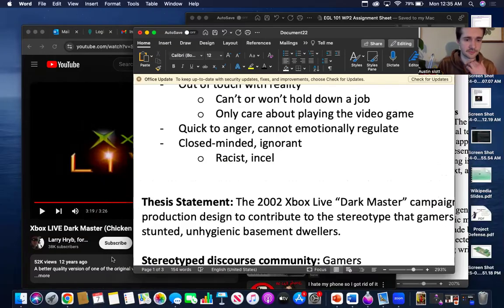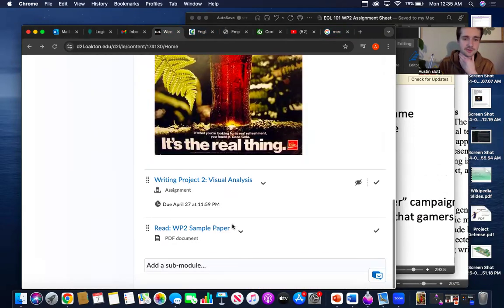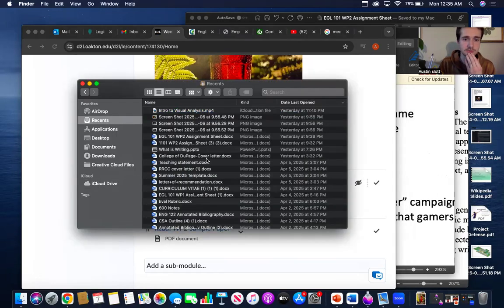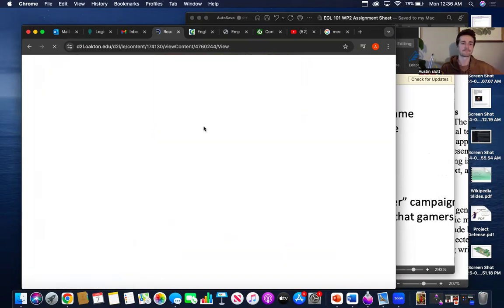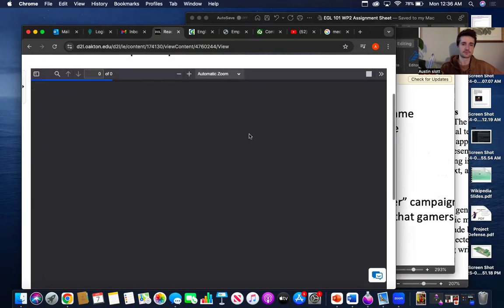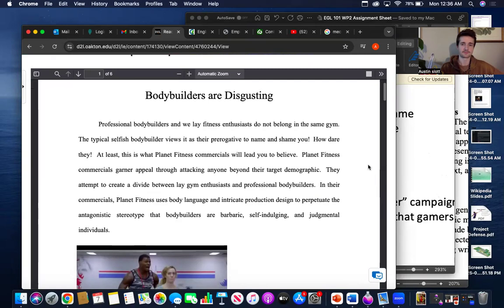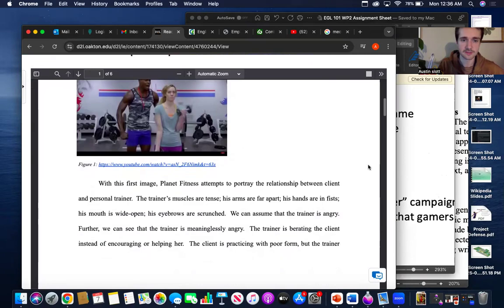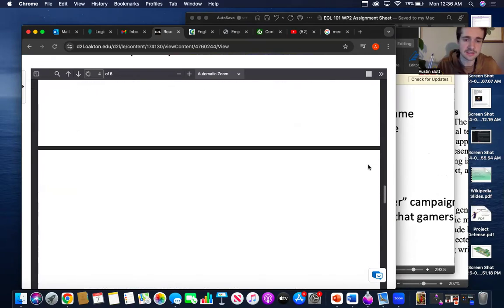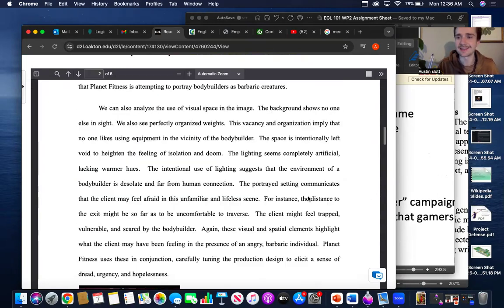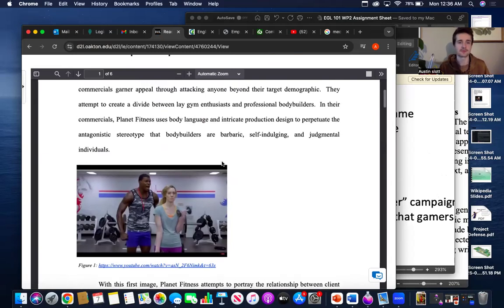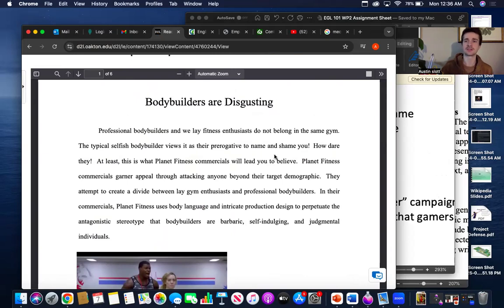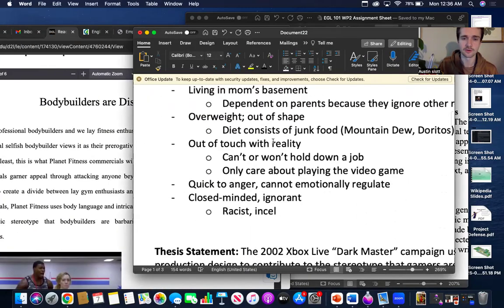Let's take a look at an example of a paper. So on our D2L page, there is this sample paper. All right, I think I've got it up. Bring it up. All right, so just scrolling through this, we see right off the bat that the paper is doing one of the first things that I said needs to happen, which is you have to put the visual texts in the paper itself, right? So we have the images embedded in the paper. Now, what's this paper examining? A stereotype that bodybuilders are disgusting. All right, so let's use our little checklist to make sure it's following all of the rules.